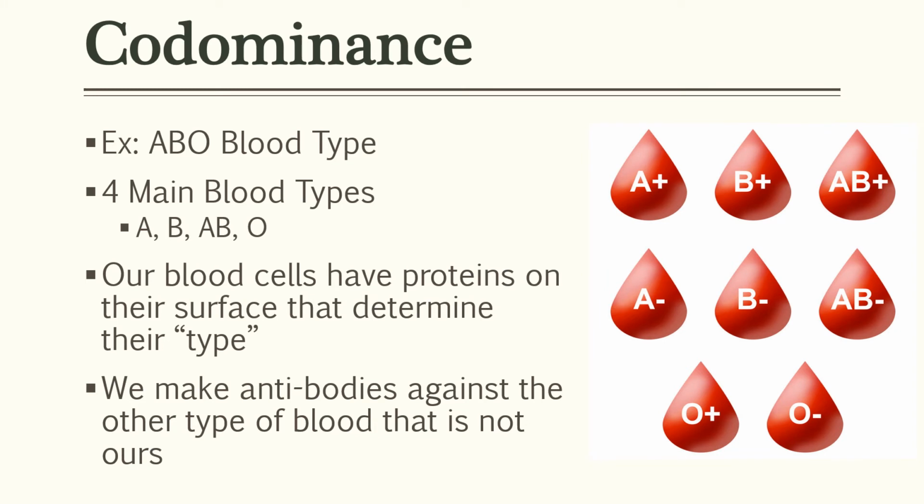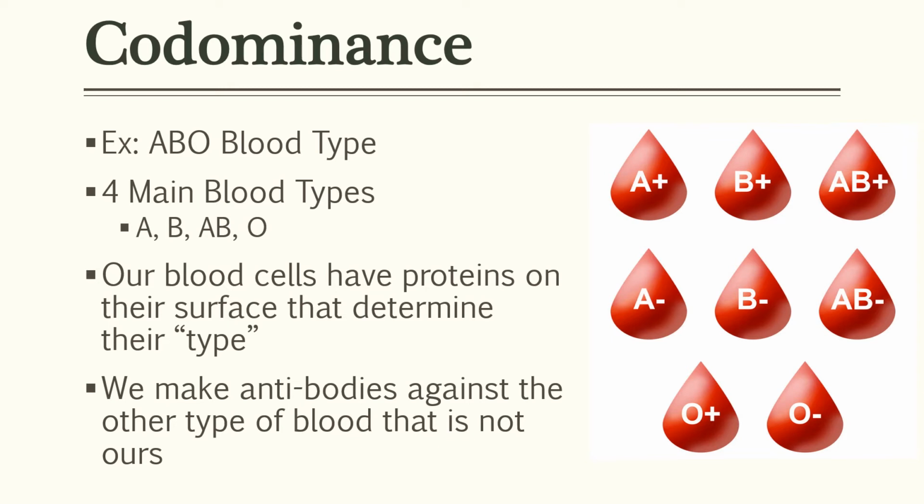Another really cool example of codominance is our human blood type system, our ABO blood types. So humans have 4 major blood types that you should know of. There's A, B, AB, and O. Our blood cells have proteins on their surface called antigens, and the type of protein on the surface is going to determine whether or not we have that A, the B, the AB, or the O blood.